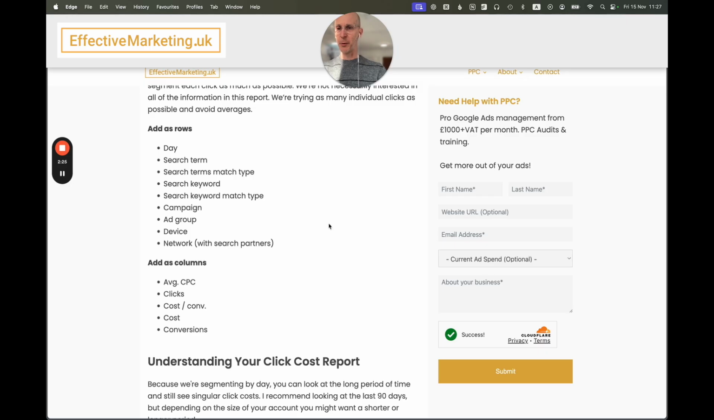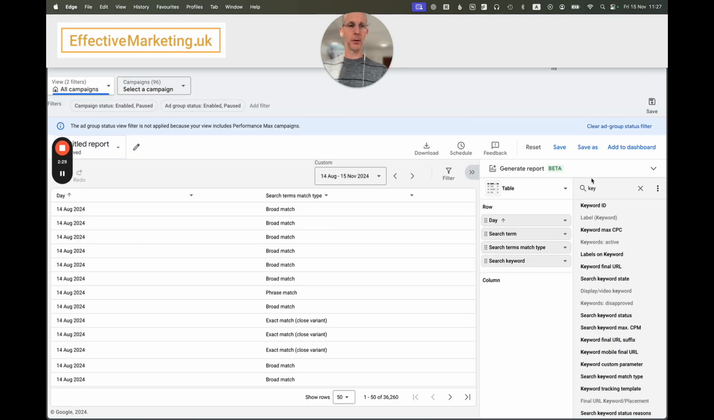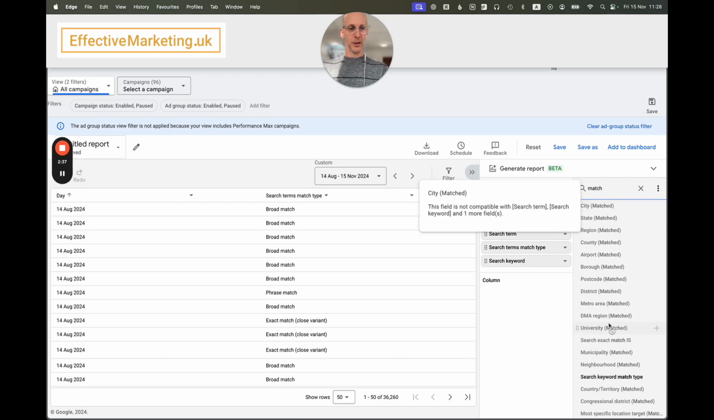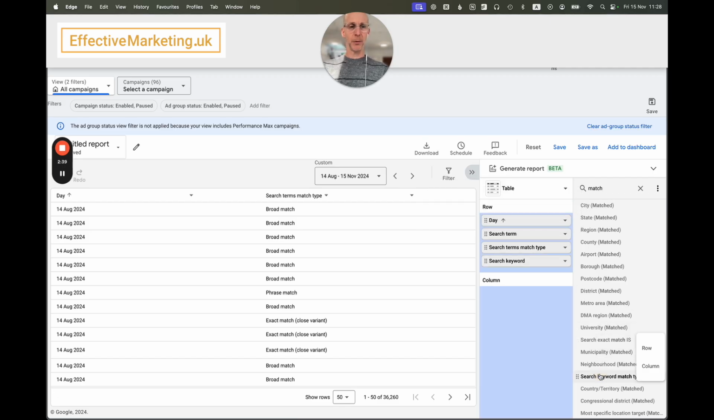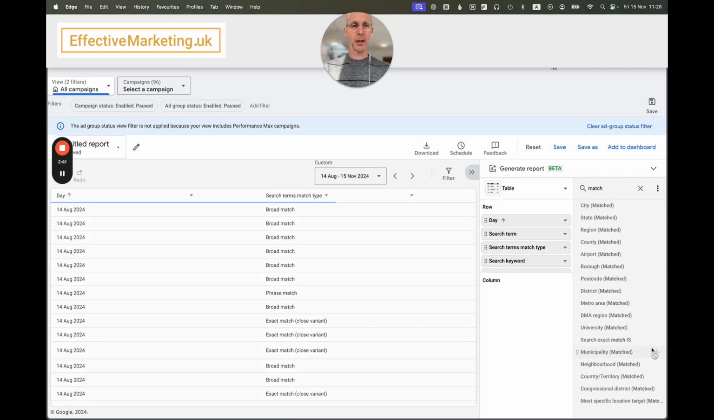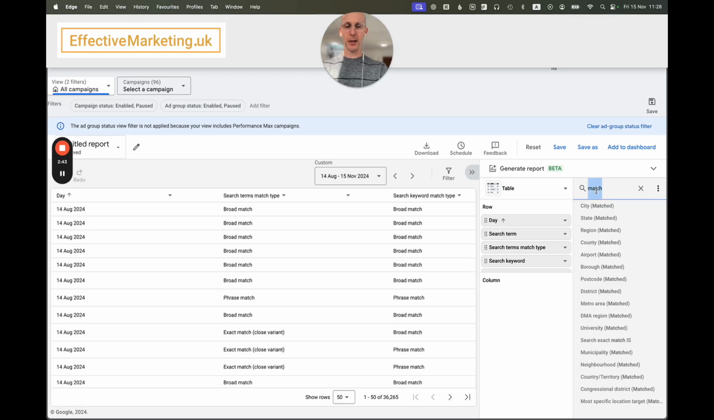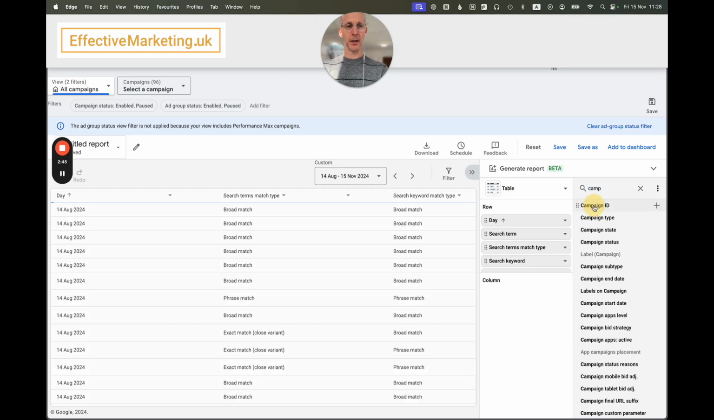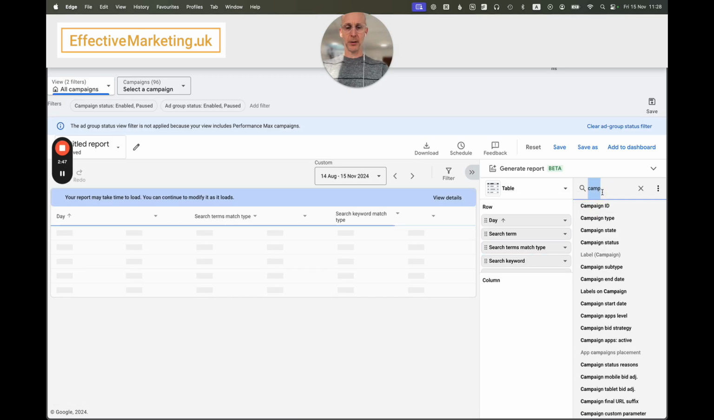Let's see if I can remember all of that. Keyword match type. So we were here. Keyword. Is it already there somewhere? Let's just write match. Match type. Search keyword match type. We'll add it as a row again. We had the campaign, the ad group.